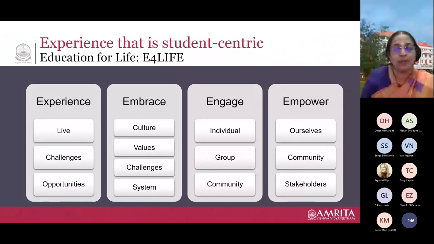So we work on a platform called E4Life, which is Education for Life, which has four pillars: experience, embrace, engage, empower. In the experience, as I said, live there in the community, understand the challenges, understand the opportunities. And while you are doing that, you embrace the culture, values, challenges and systems, and engage at an individual level, group, and community, and empower ourselves, the community, and stakeholders.